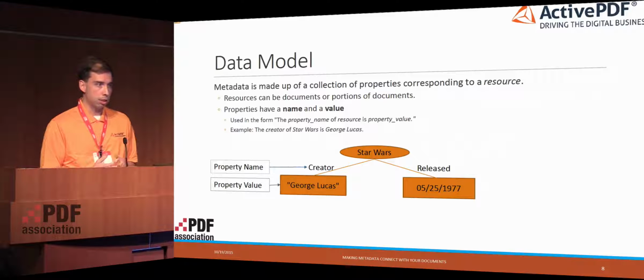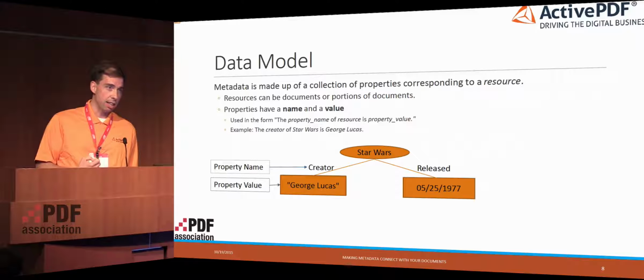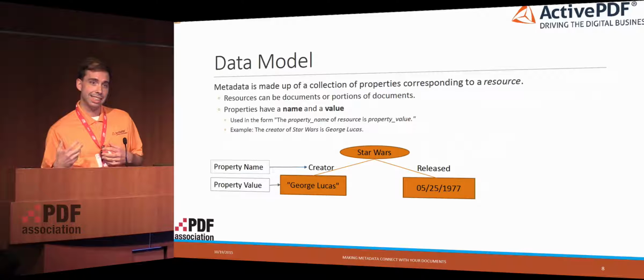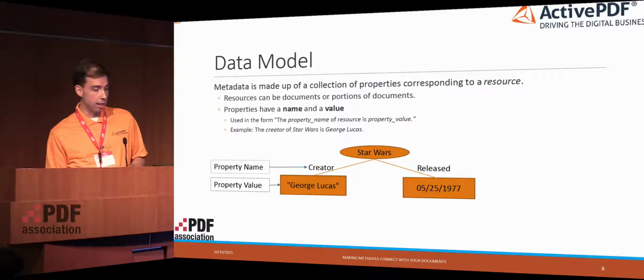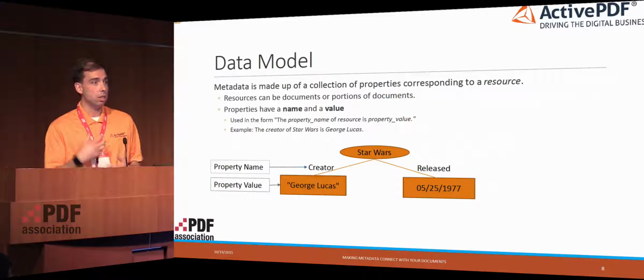Resources have properties that describe the metadata. Those properties each have a name and a value. So if we look at this example here, the property name would be, for example, creator. The resource would be Star Wars, and the property value would be George Lucas. If we use the release date, you will get the same thing. Property name is released, property value, May 25th, 1977. And so that allows us to describe almost anything you can think of and write out as metadata.